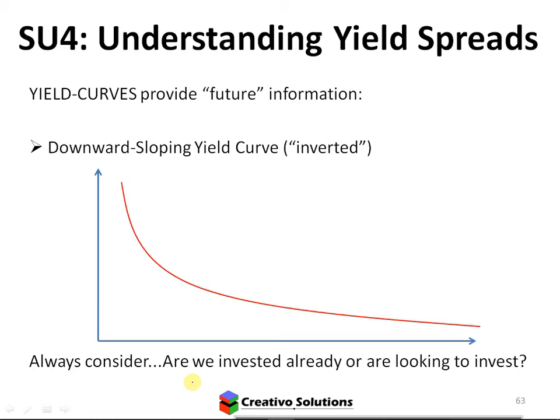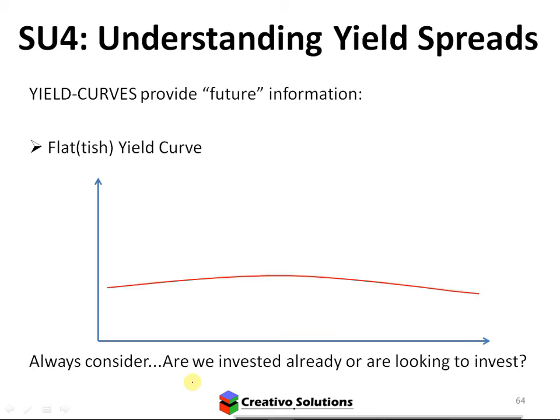If you're already invested, you would increase the exposure because the yield curve is downward sloping. You would definitely consider buying more bonds if the yield curve started to decrease, yes. Good. And if it's flat?